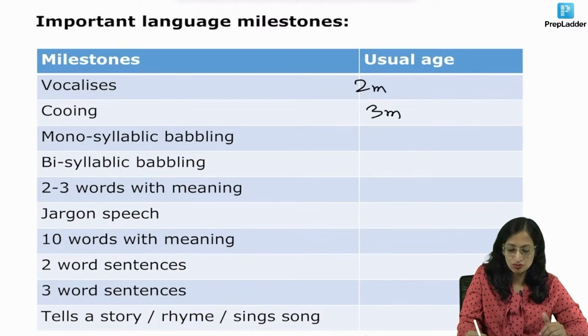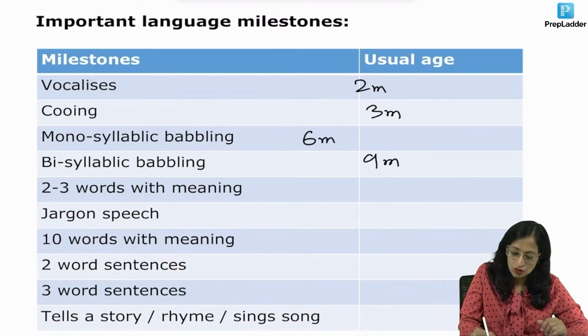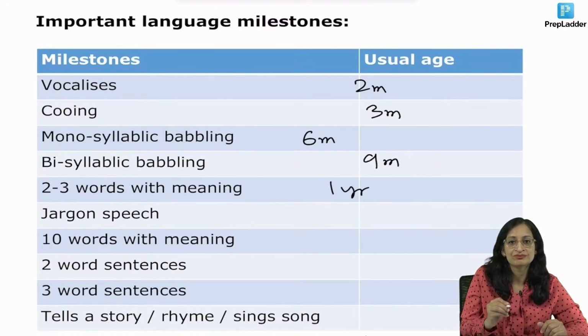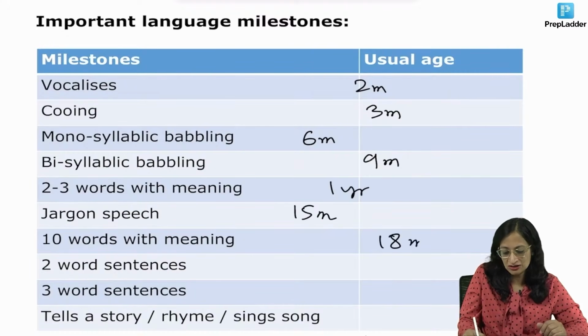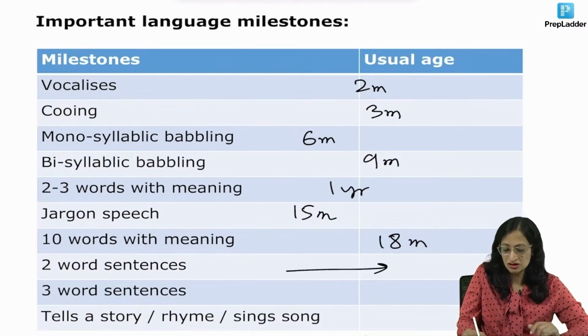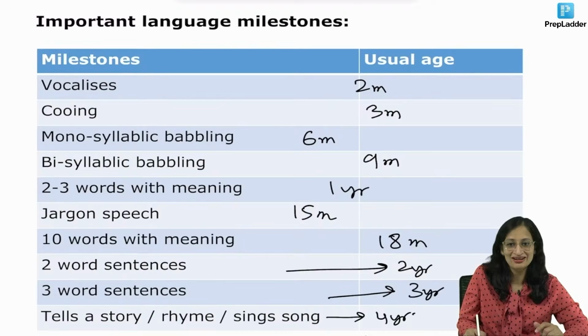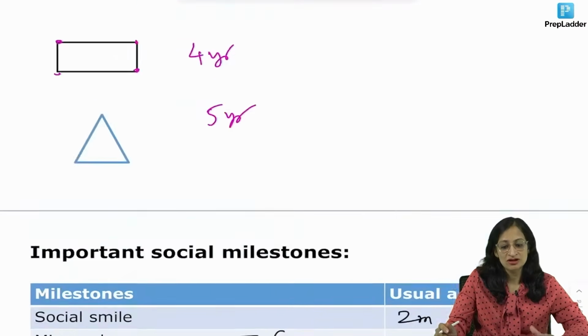at 3 months, monosyllabic babbling like ma, ba, da at 6 months, bisyllabic babbling mama, baba, dada 9 months but without meaning, 2 to 3 words with meaning at 1 year, okay? Jargon speech at 15 months, 10 words with meaning at 18 months, 2-word sentences. So, number of words put in sentences is age in years. So, 2-word sentences at 2 years, 3-word sentences at 3 years and so on, and tells a story, rhyme or sings a song at 4 years, right? So, these are some very important milestones that we need to know.